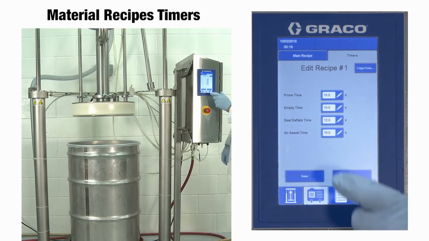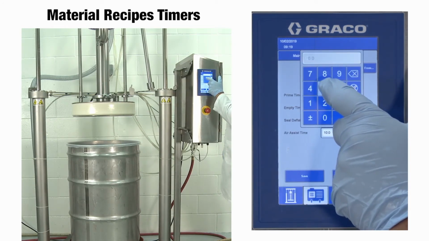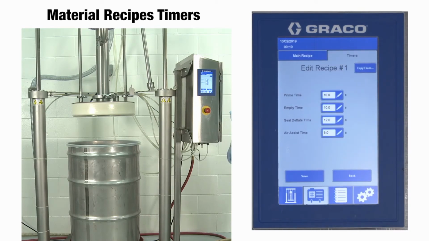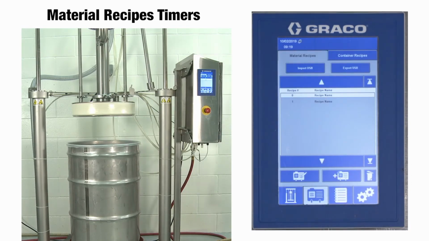The air assist time, in seconds, is the time that is used to apply the blow-off air. Important note, save the current values displayed. If this screen is exited without saving, any changes made to the screen will be lost.